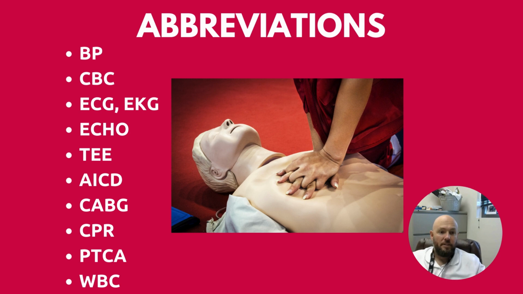All right, and we can finish it off with some abbreviations. BP, blood pressure, CBC, complete blood count. ECG or EKG is an electrocardiogram. Echo is an echocardiogram. TEE, transesophageal echocardiogram. AICD is automated implantable cardiac defibrillator. CABG is a coronary artery bypass graft. CPR, cardiopulmonary resuscitation. PTCA is percutaneous transluminal coronary angioplasty, and WBC is white blood cell count.